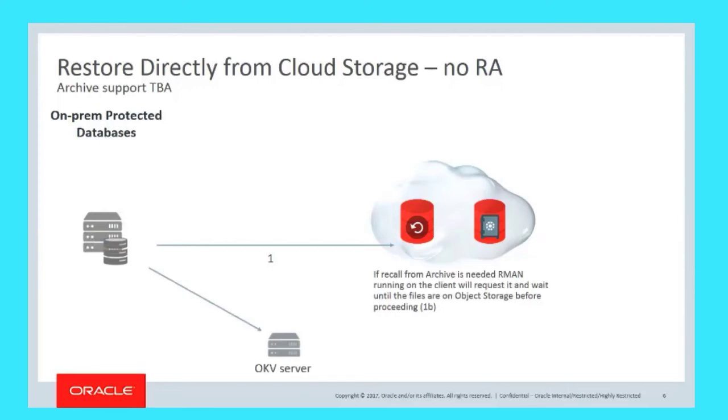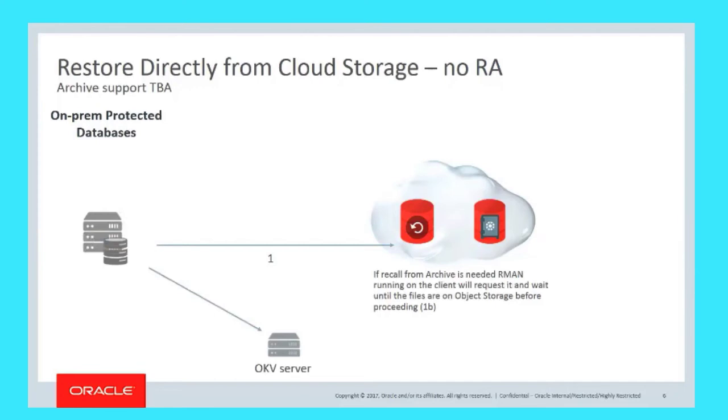where the restore is initiated, the backup is encrypted. So Arman will access the wallet, and the wallet is, in this case, representing an OKV server endpoint. So Arman will get the key to decrypt the backup from the OKV server.